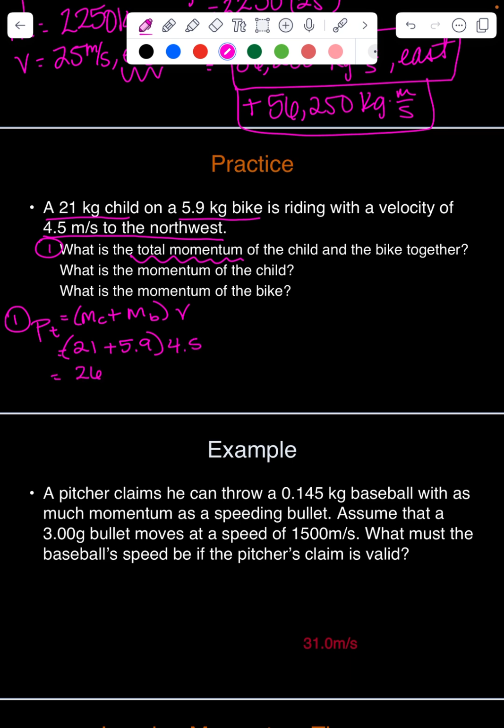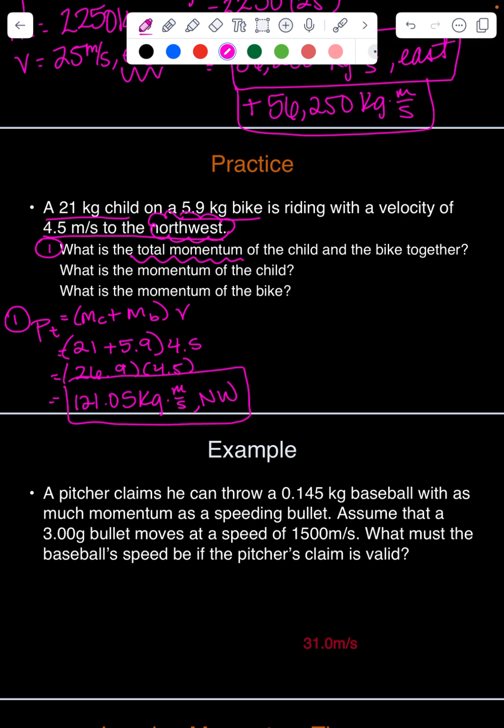That's going to be 26.9 times 4.5. That's going to give us a total momentum of 121.05 kilogram meters per second. Now, this is going to the northwest. All right, we cannot put just a plus or a minus here, because north is plus, west is negative, right? So we have to just put northwest here.